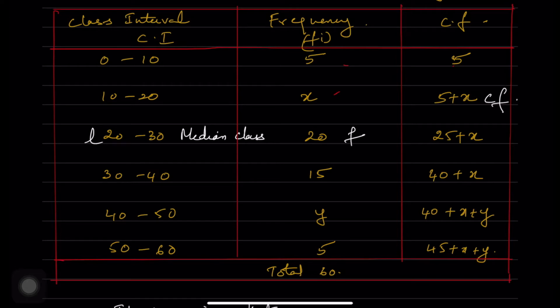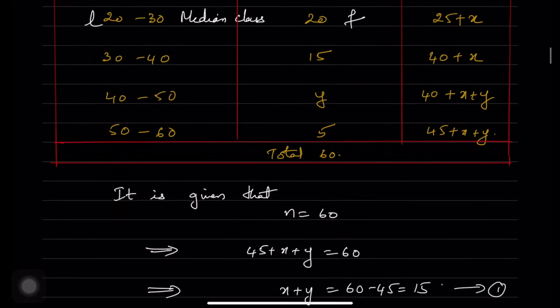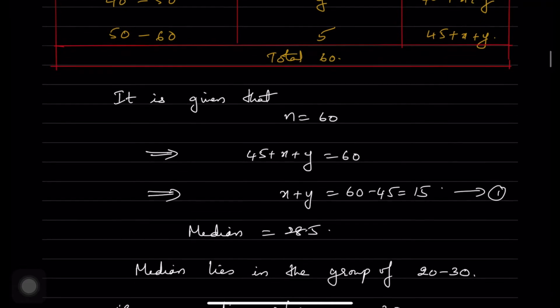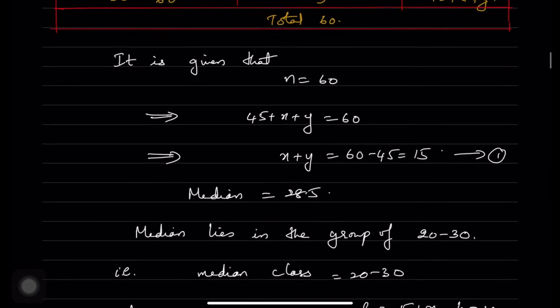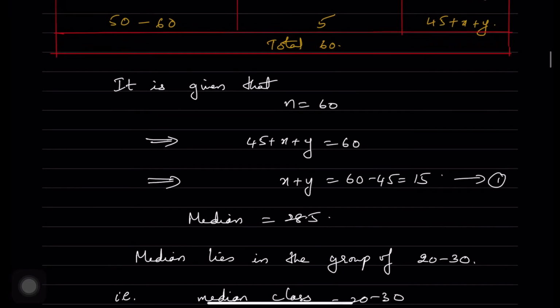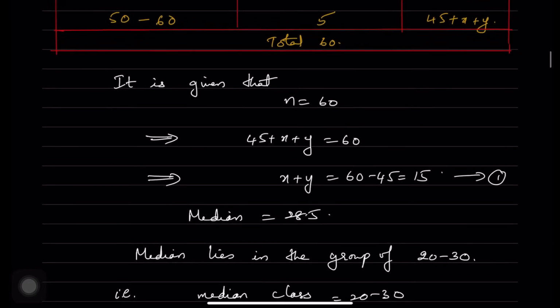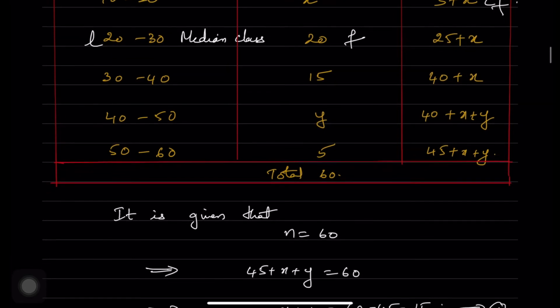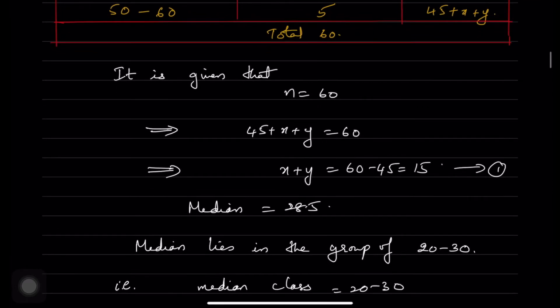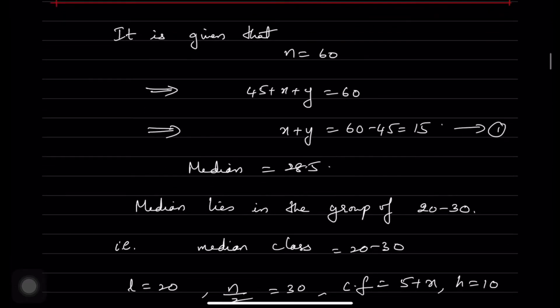So the total of the frequency is also given to us, it is given as 60. So it is given that n is equal to 60, which implies that 45 plus x plus y is equal to 60, which implies x plus y is equal to 60 minus 45, which is equal to 15. Because if you add all these frequencies, you get the total as 45 plus x plus y, which is equal to our n, that is 60. So we are bringing all the variables to one side and the constant to the other side. So you are getting x plus y is equal to 15, and the median is equal to 28.5.